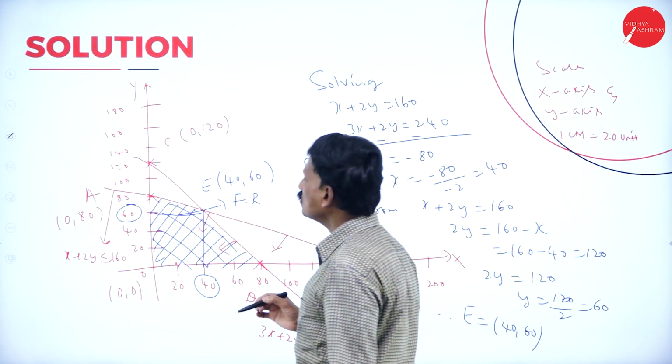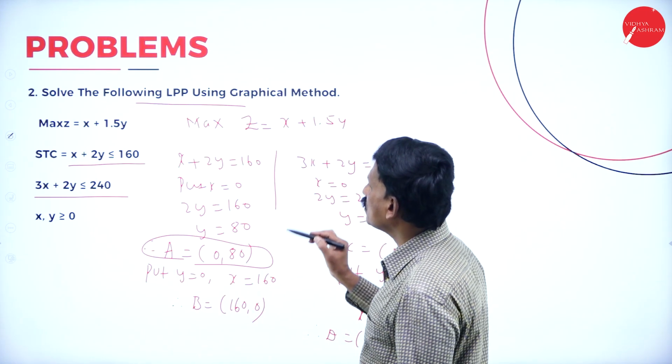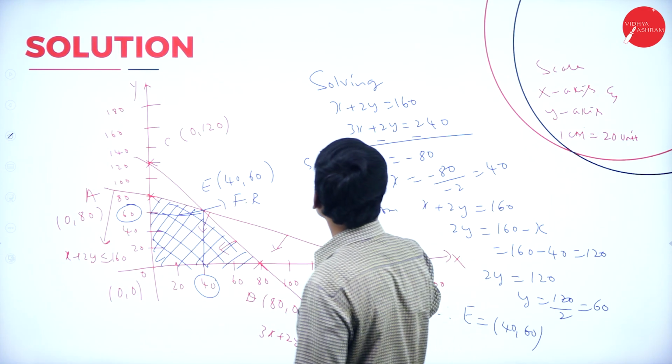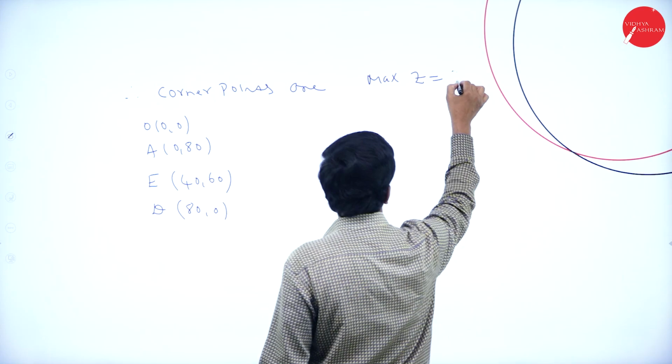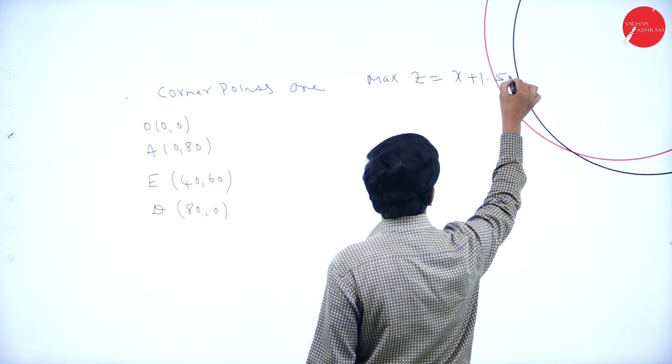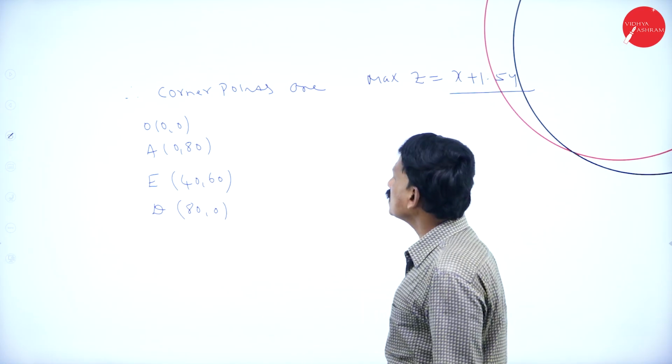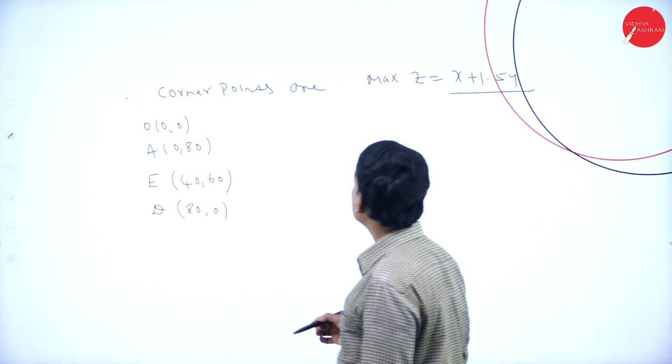Z is equal to, what is it? Max Z is equal to x plus 1.5 into y. This is the objective function: x plus 1.5 into y.